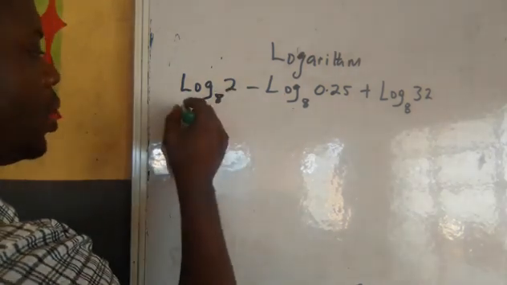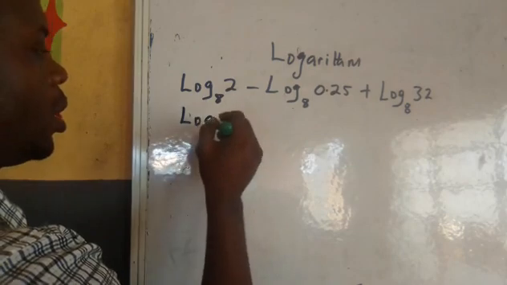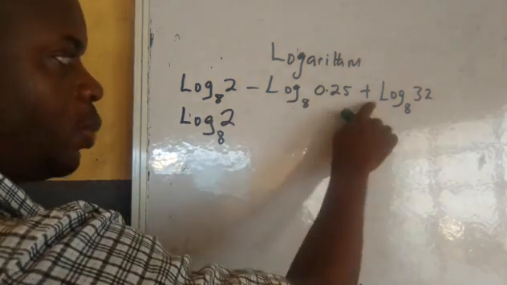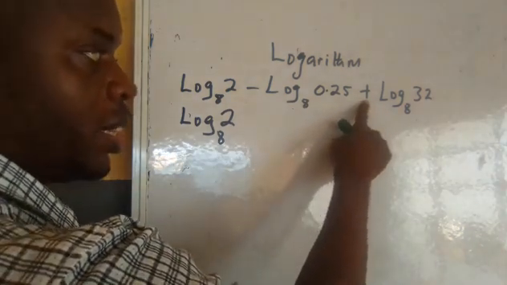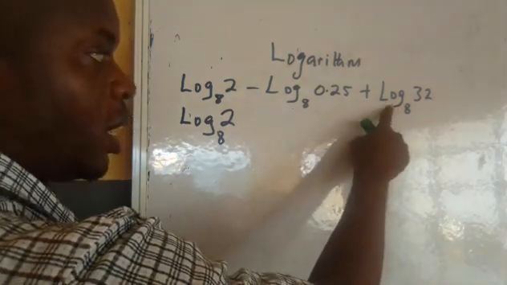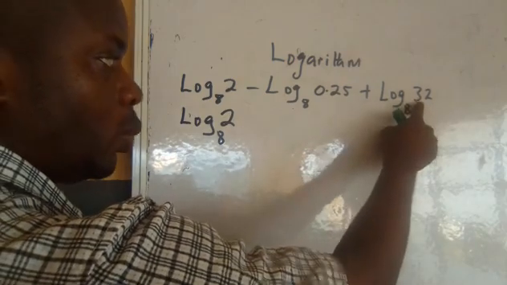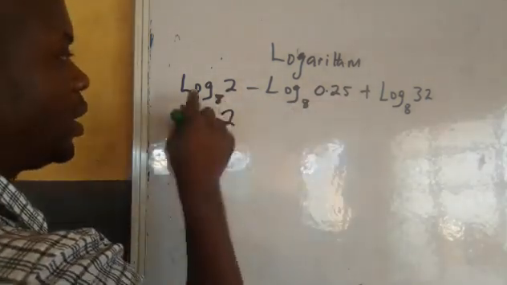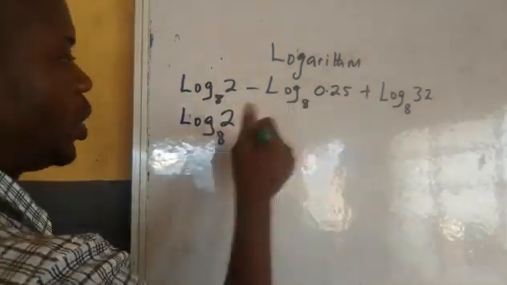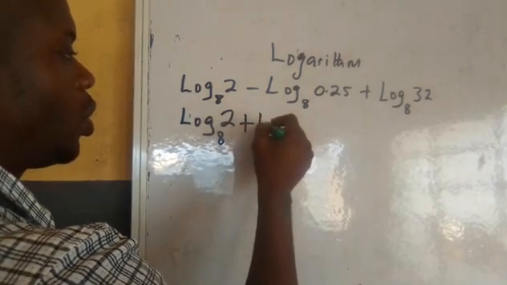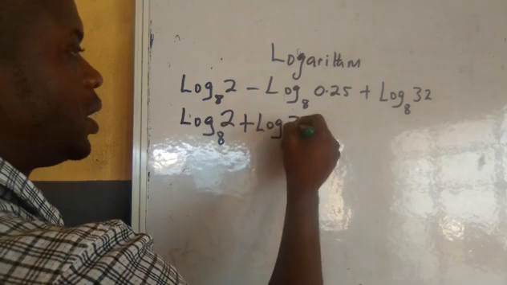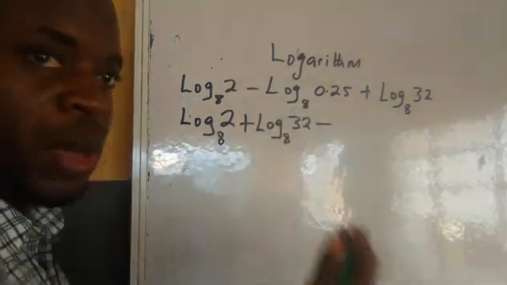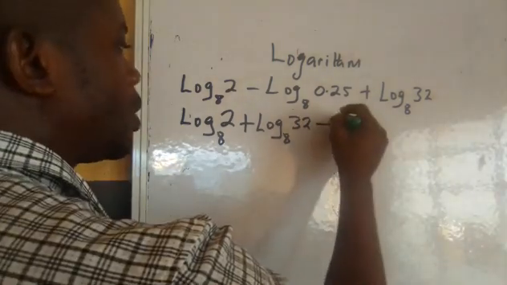The plus log 2 base 8. Then you know that this is plus. Then this is also what? Log 32 base 8. So bring them together. Bring plus and plus together. This is plus, this is plus. So we say plus log 32 base 8. Then we can now put minus so that it will make our work easier.